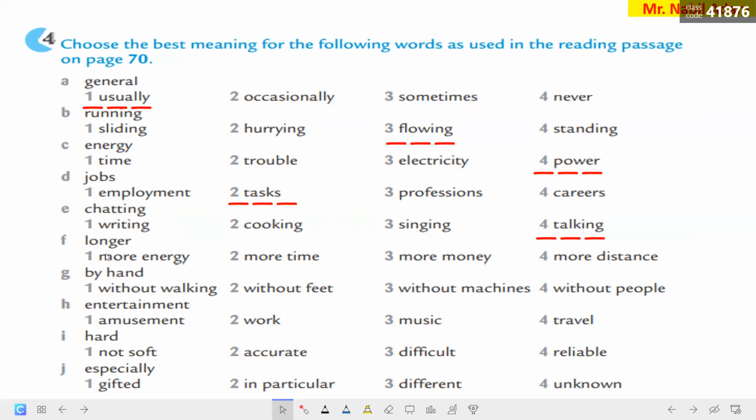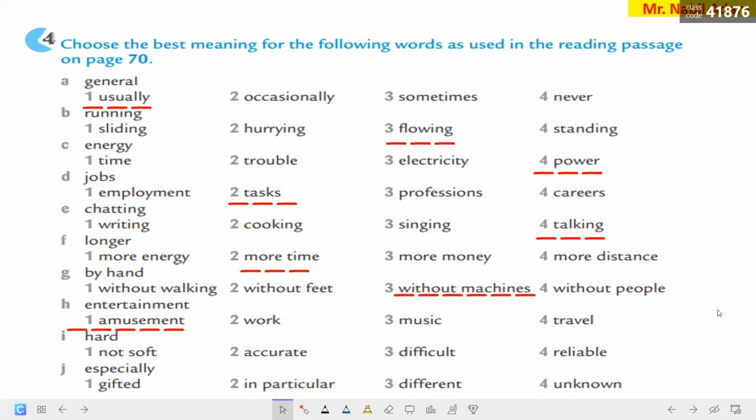Longer. What does longer mean? More energy, more time, more money. Longer means more time. By hand. What does by hand mean? Without walking, without feet, without machines, without people. By hand means without machines. Entertainment. What does entertainment mean? Work, music, travel. Entertainment means amusement.